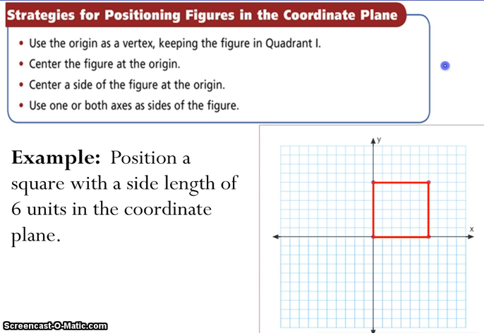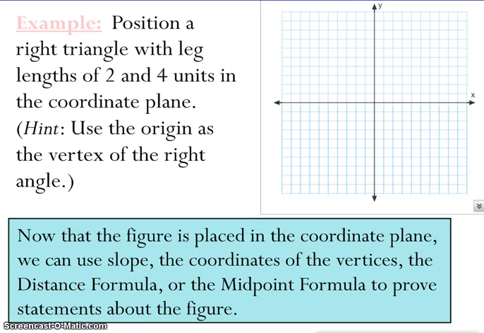All right, and we can very easily prove this. We can show that this is a 90-degree angle. We can show that all sides are 6 lengths long using the distance formula. All right, now our next goal is to position a right triangle that has the leg lengths of 2 and 4. Now we know that the x and y axis meet at a right angle, so let's use this as our right angle. We can then take one side, make it 4 units long, and then the other side is 2 units long, and there we have our right triangle with a leg of 2 and a leg of 4.